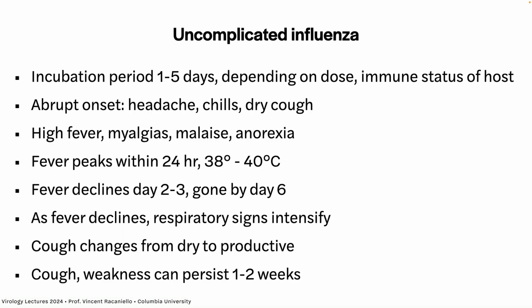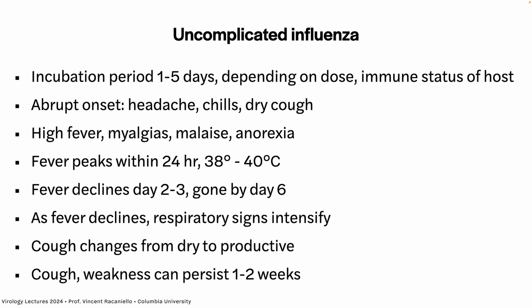Uncomplicated influenza: short incubation period, onset of headache, chills, dry cough, flu-like symptoms, high fevers, myalgias, malaise, anorexia. Your fever peaks within a day, and then it goes down, but then you get more respiratory symptoms. You get a productive cough. What does that mean? You're coughing up mucus, and this can last for 1 to 2 weeks. Does that sound familiar? Yeah. So it's a long infection, and you often have substernal pain because the virus and the immune system are destroying cells in your respiratory tract.